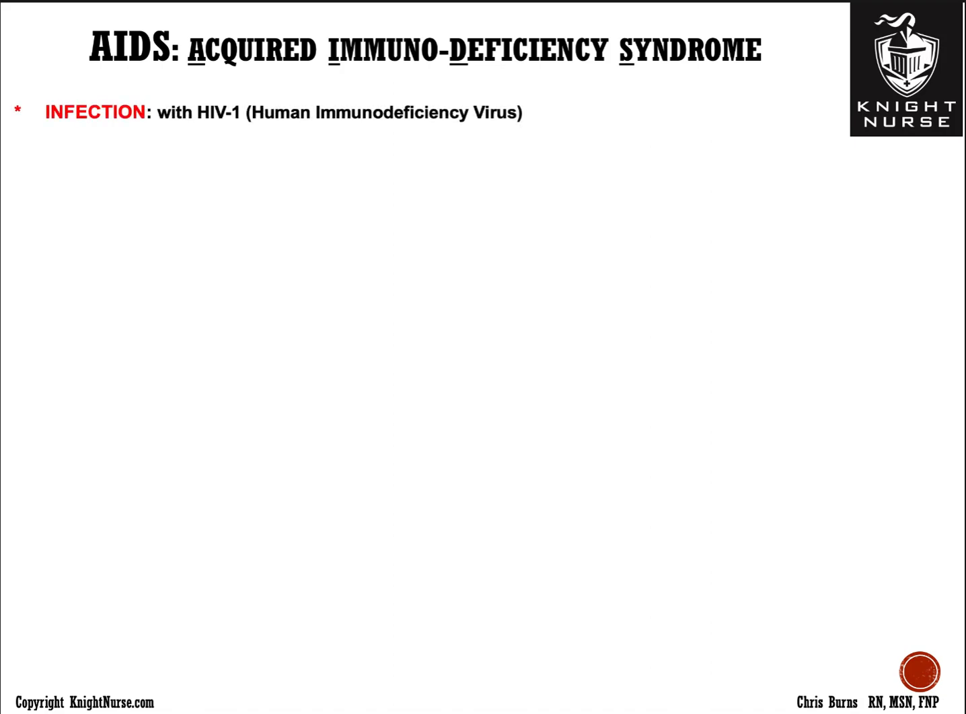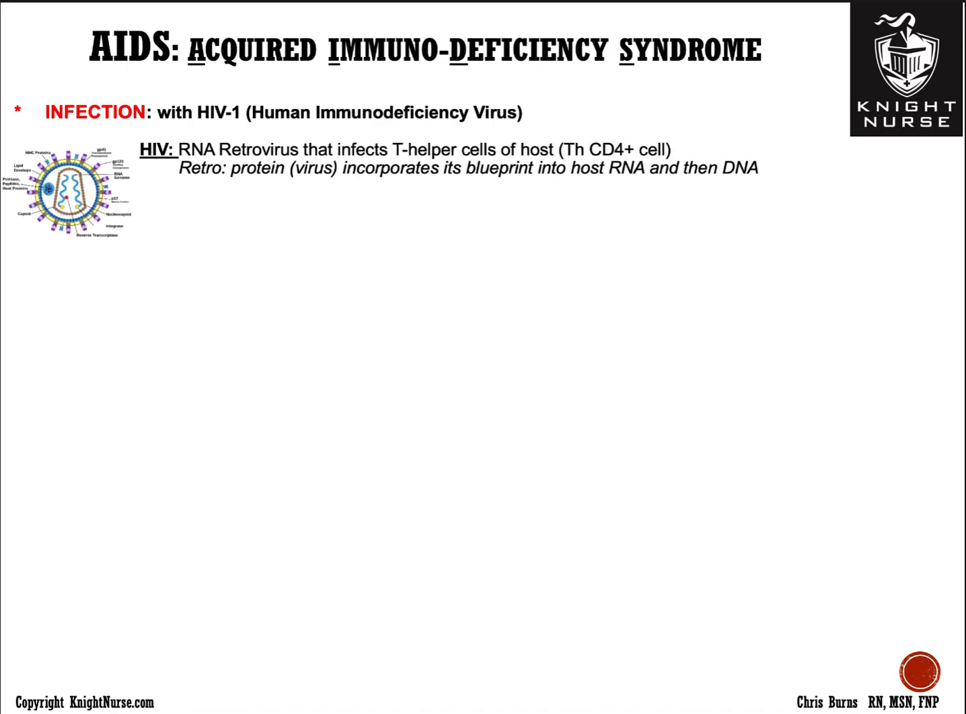First, we have infection with the HIV1 immunodeficiency virus. The HIV virus is an RNA retrovirus that infects T helper cells of the host cell. So those are the T helper CD4 cells. HIV is a retrovirus, which means it goes backwards.